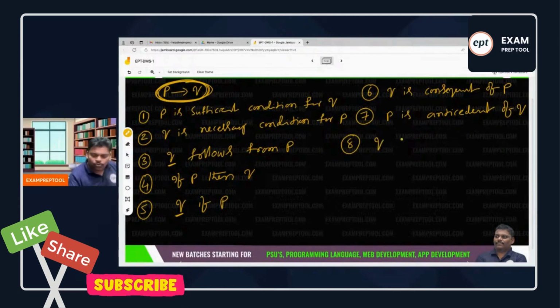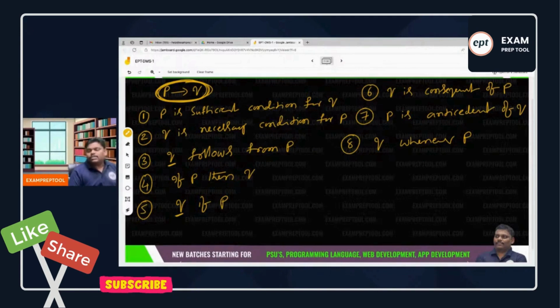Go to the eighth one. Q, whenever P. Q, right? Whenever P happens. The answer is Q, whenever P happens.